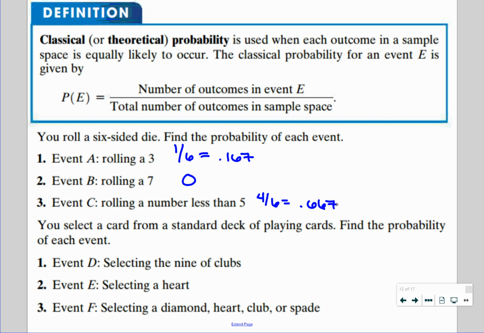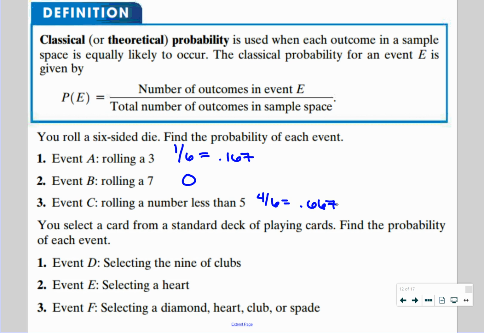How many of each number, like how many 2s, how many 3s, how many 4s? 4 of each. How many face cards? Do they have a face on them? 12. So Jack, Queen, and King are considered face cards, and so there are 12 of those. Those words might pop up a little bit.